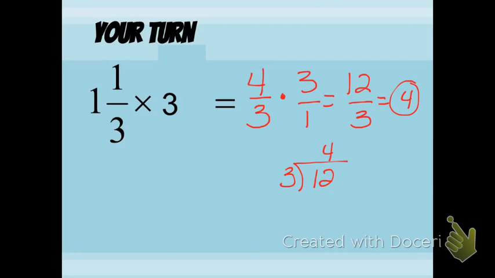Did you remember that 3 is 3 over 1? Yes. Good. Okay, if you didn't, this is how it looks. So the final answer was 4. Because 1 1/3 times 3 is 4.